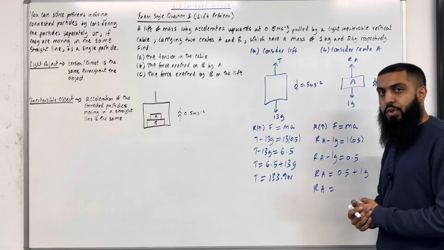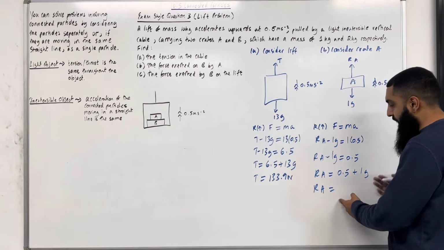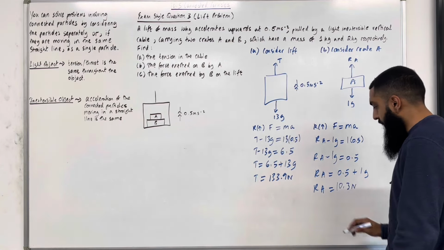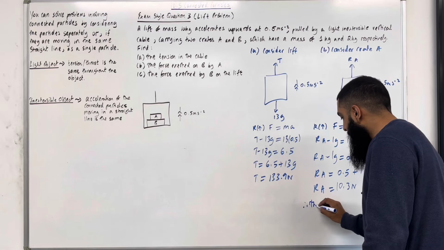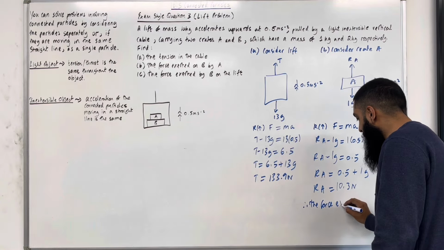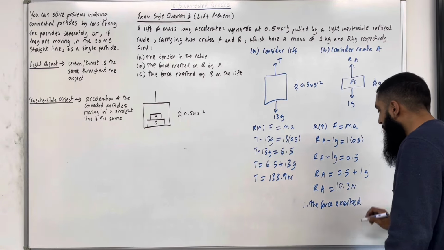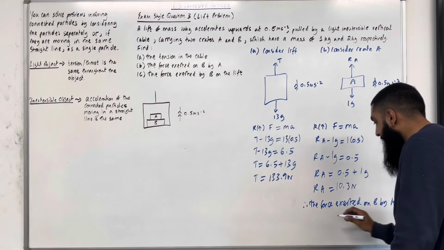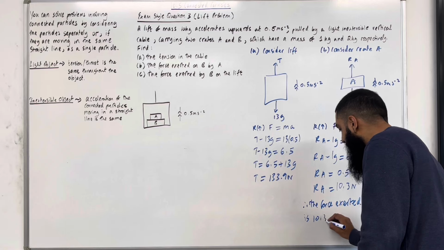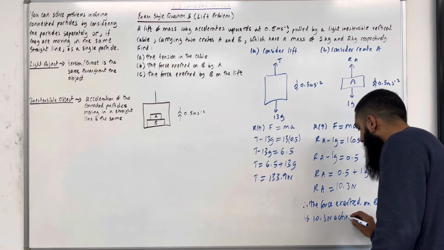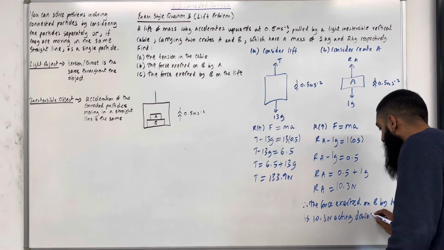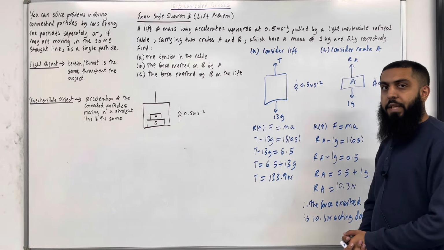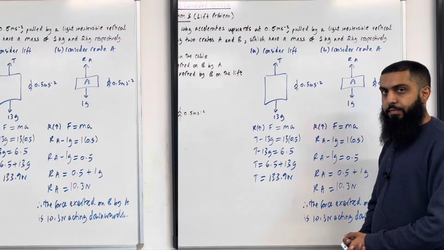Okay, now I can substitute g equals 9.8 into here. So if I do that, I get RA is equal to 10.3 newtons. Therefore, the force exerted on B by A is 10.3 newtons acting downwards. And that completes part B of exam style question 3.